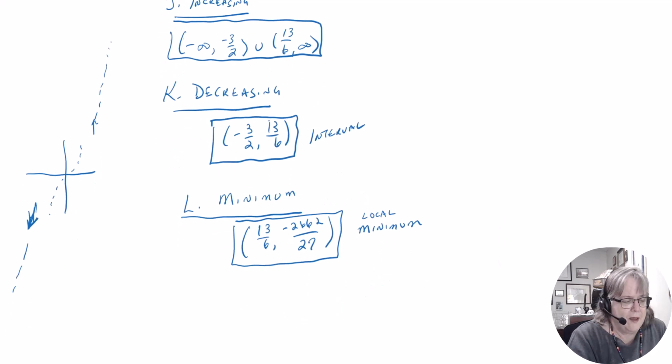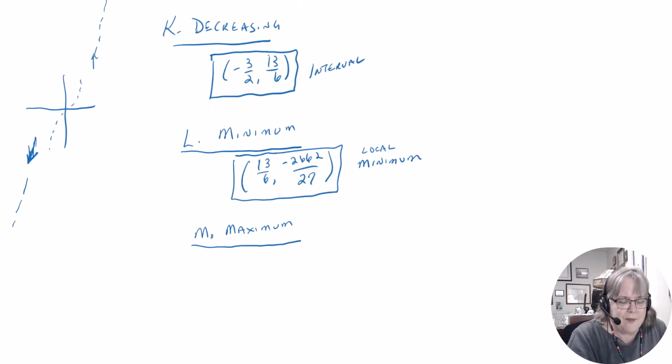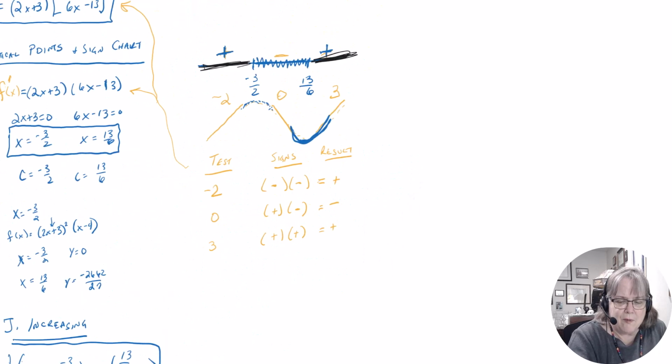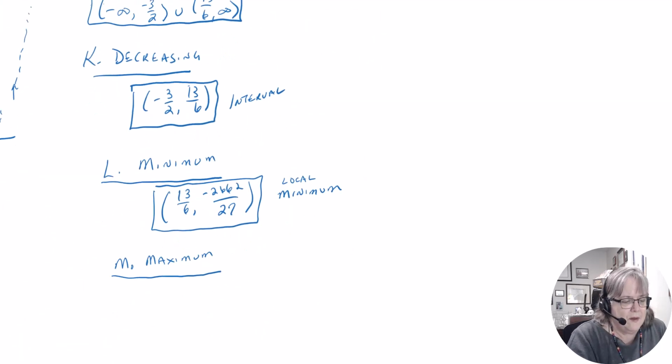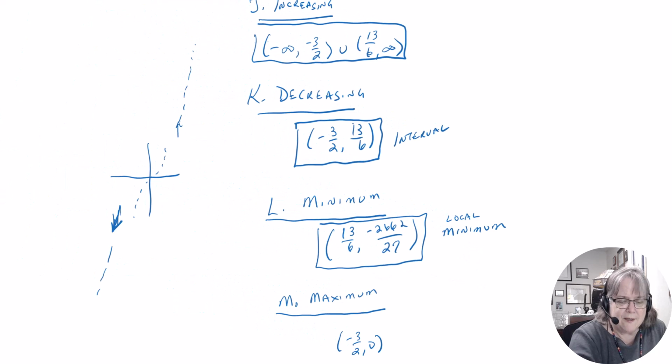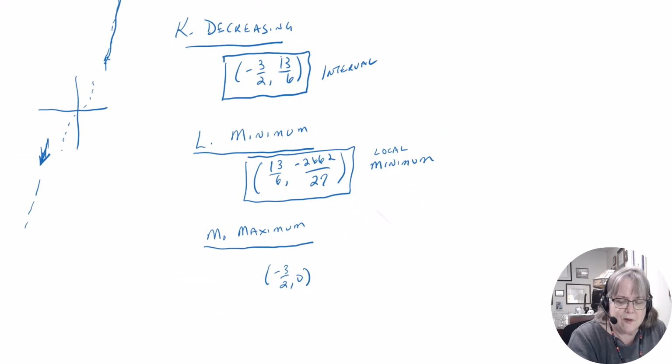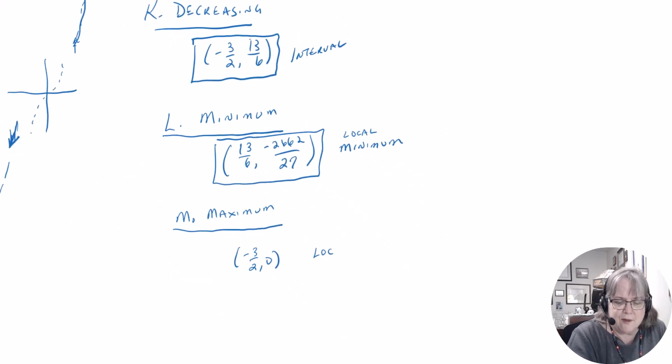Right? And then for M, where we're talking about the maximum, the maximum happened up here where we had the top of this little mountaintop right here. So that happened at -3/2, 0. And since we know that it's going to go up forever, there is no absolute max, so it's also a local maximum.